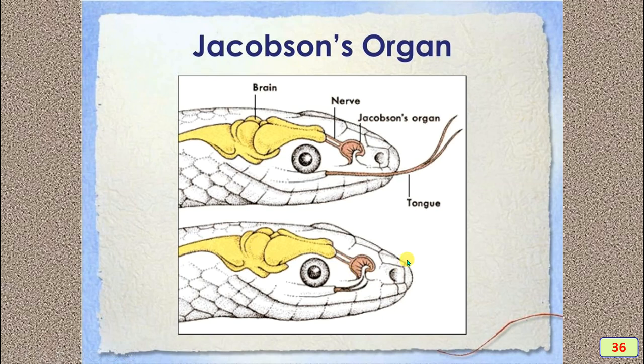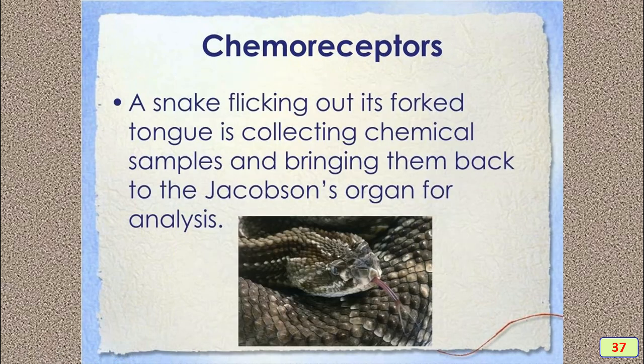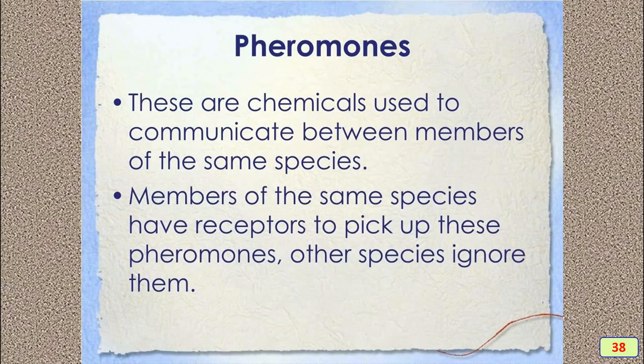Whereas the Jacobson organ or vomeronasal organ, for example, the snake flipping out its forked tongue is collecting chemical samples and bringing them back to the Jacobson organ. So that's why they are withdrawing the tongue and sometimes stretching it to get this sense of smell, especially the snakes. Then another thing is the pheromones, and these are the chemicals used to communicate between members of the same species.